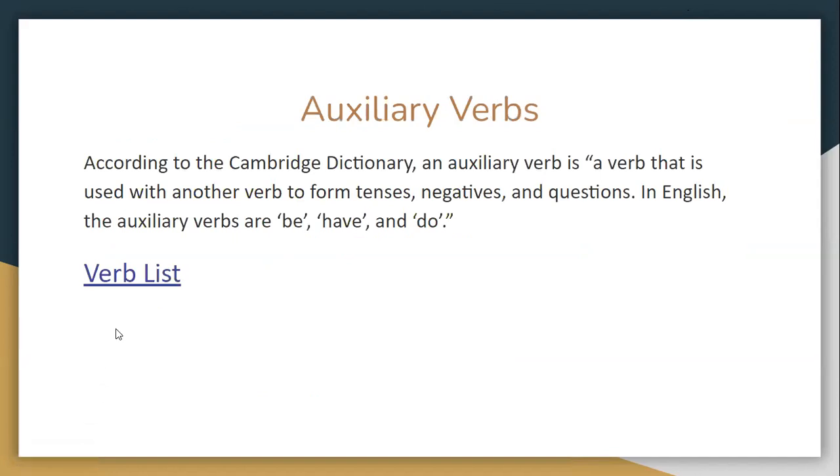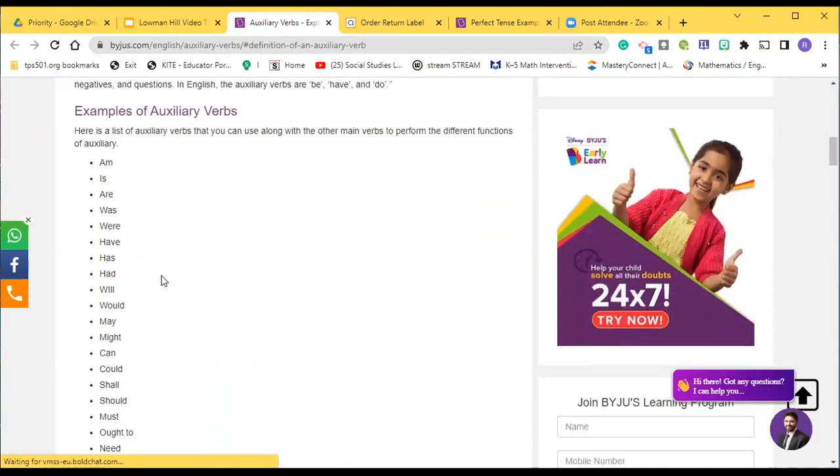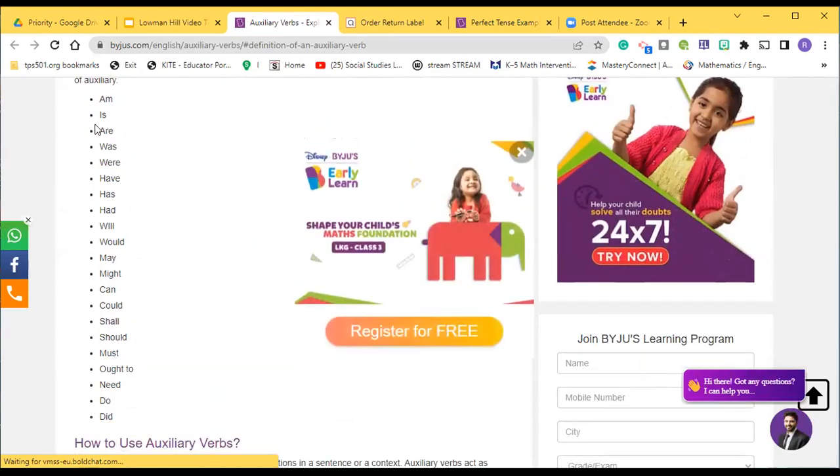We also have auxiliary verbs, and an auxiliary verb is a verb that is used with another verb to form tenses, negatives, and questions. We think of these as be, have, and do. So let's click here, and here's an example of all the auxiliary verbs, starting with am all the way down. So notice all of these auxiliary verbs that connect subjects with another part of the verb.